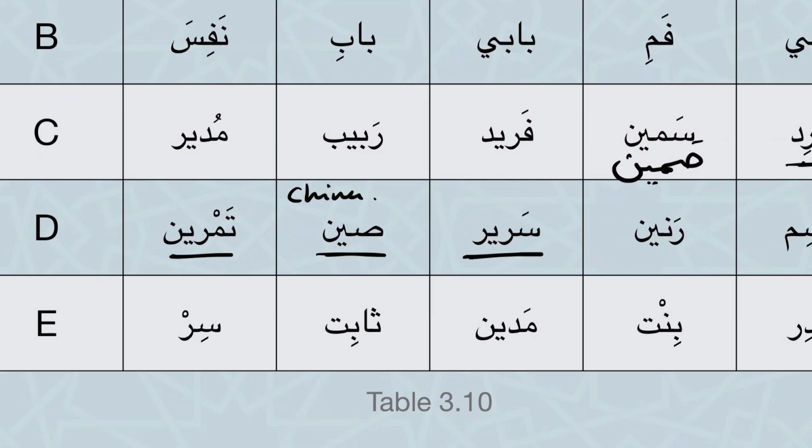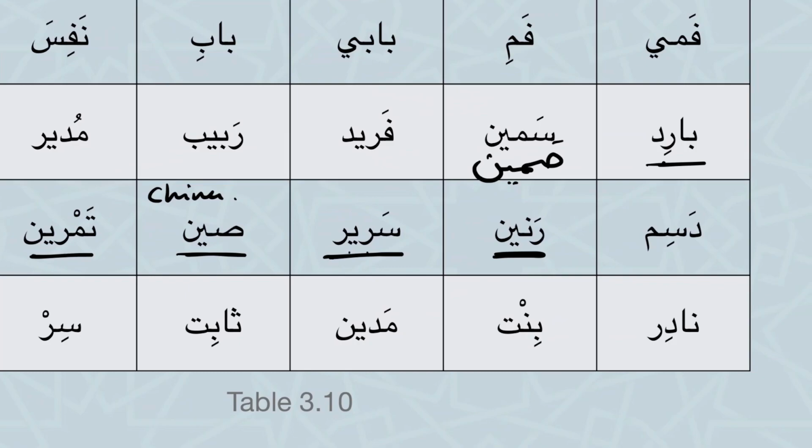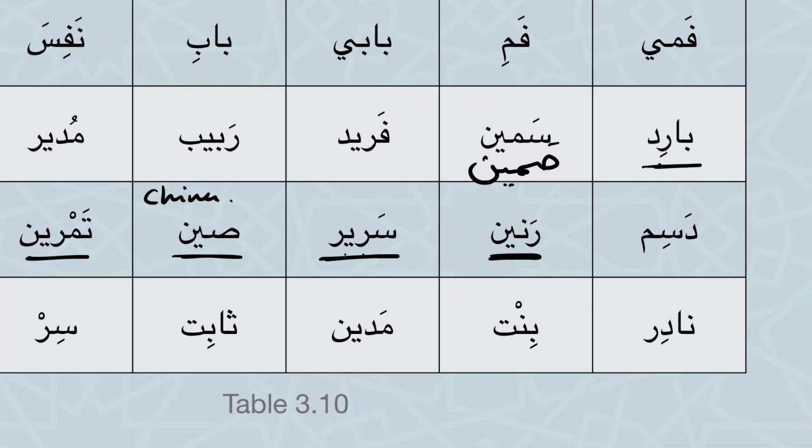This one, the sin has a fatha. The re has no vowel, but there's a ya after it, so it's sarir. There is the re has a fatha. The noon has no vowel, but there's a ya, so it's a long vowel e. So it's ranin.